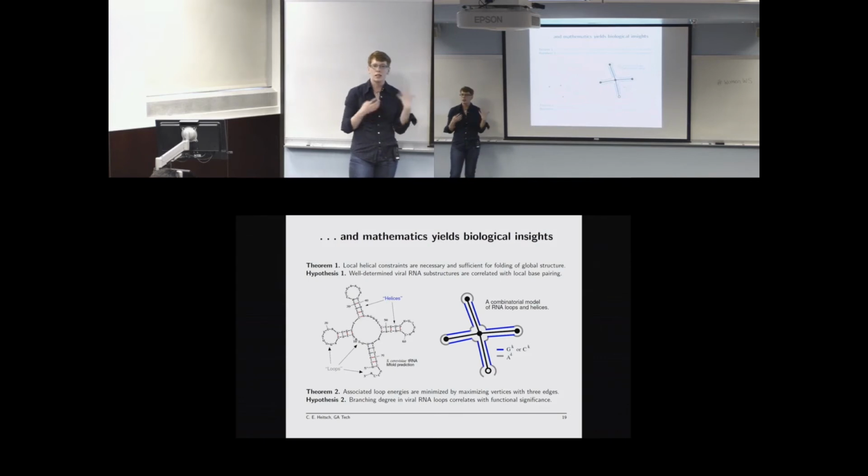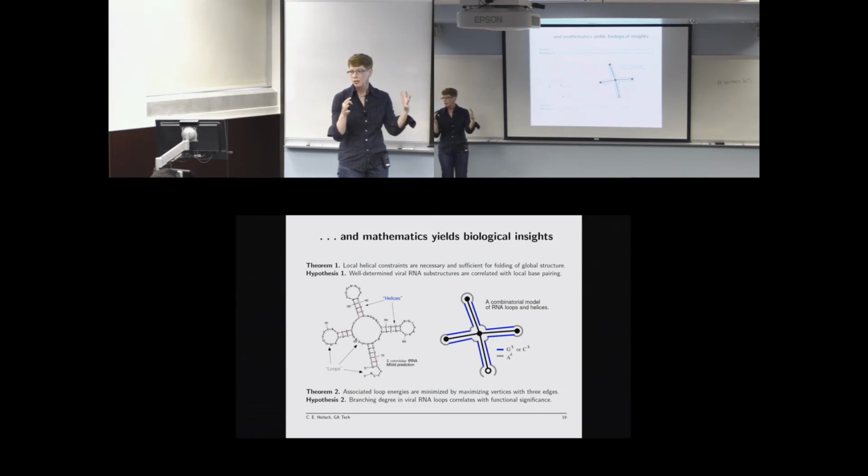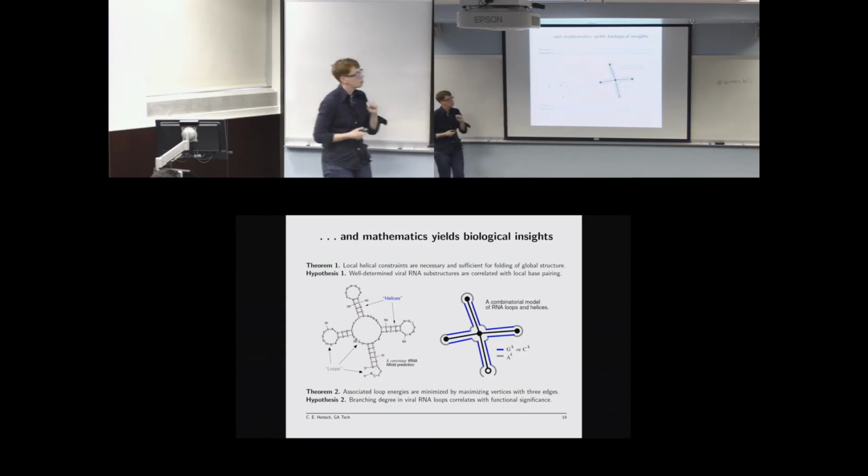Another result that you can prove is that associated loop energies are minimized by maximizing vertices with free edges. So basically, in this thermodynamic model, branching is locally favorable but globally balanced. And again, that was something that people hadn't really been looking at before. And so it's interesting that you can prove that in this model of RNA folding. And then if you take that and try to think about what that's telling you about the biology, well, that's suggesting that the branching degree in these viruses may make a significant difference.